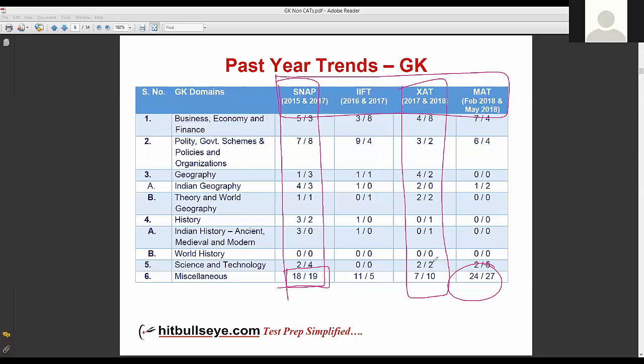Okay. So let's move on. Any questions from this table? Only this table, please.